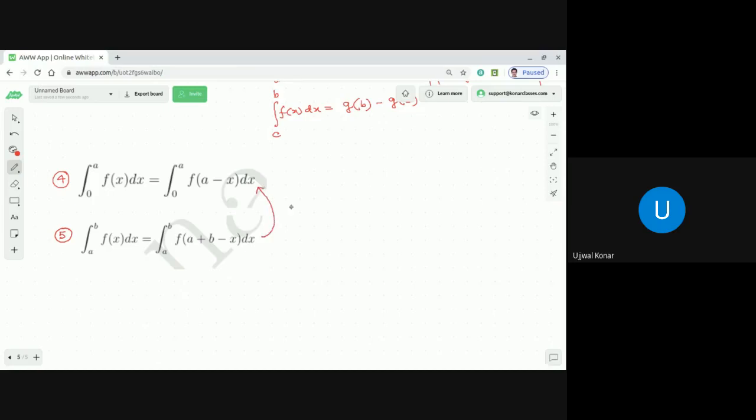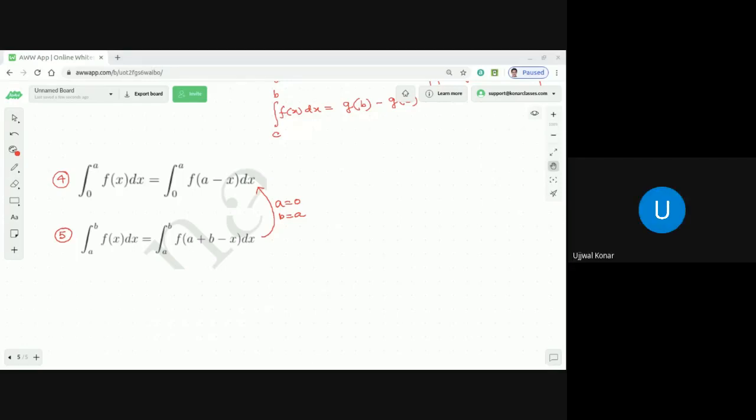You know how? If you replace a equal to 0 and b equal to a, then integration a to b f(x) dx becomes integration 0 to a f(x) dx. All of you got it? Then what will happen? It becomes 0 to a, and f(a + b - x) becomes f(0 + a - x). That is f(a - x), which is the fourth property. Good. So the fifth one is the most generic one.